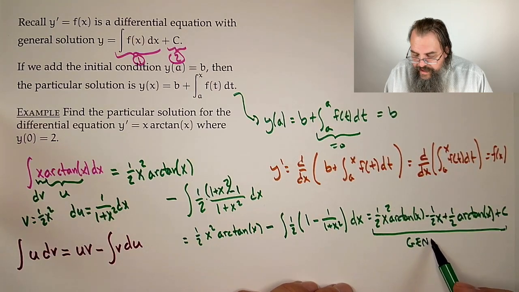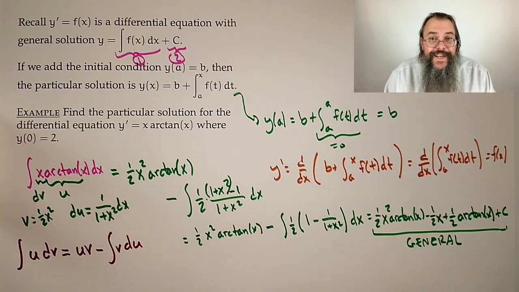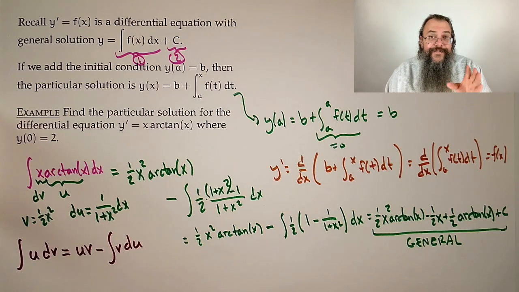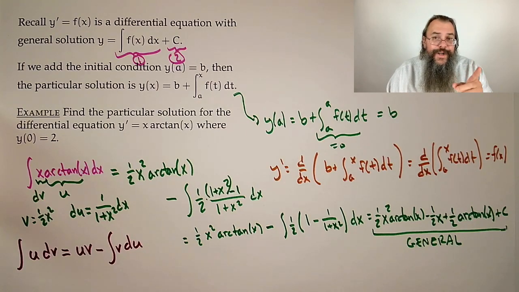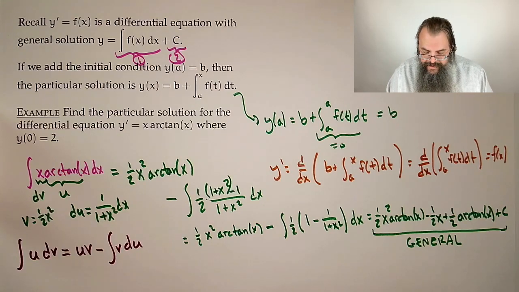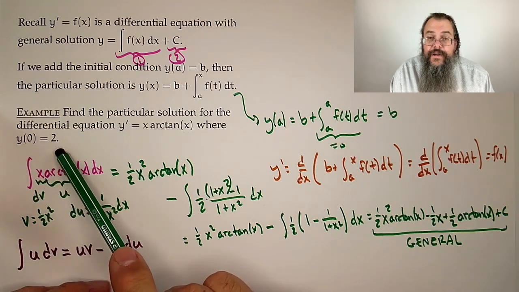Good. Now, are we done? We did a lot of work, right? We should be done. It feels like it, but we're not ready yet. What else do we have to do? The other part we have to do is find our particular solution, right? Because we need to satisfy that initial condition. And our initial condition being that when we plug in 0, we get 2.